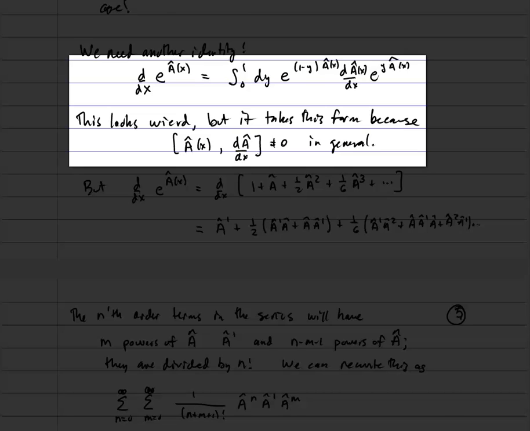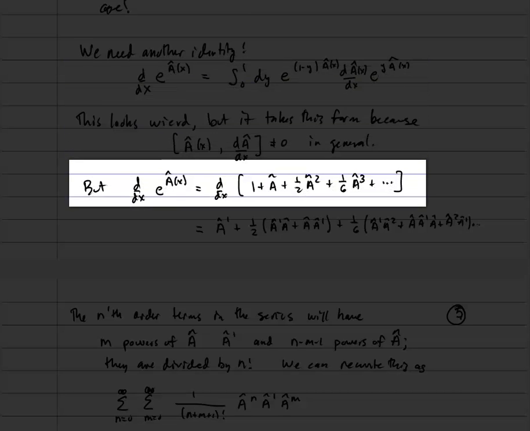Okay? Now, d by dx of e to the A of x is simply the derivative of the power series. So 1 plus A of x plus 1/2 A squared of x plus 1/6 A cubed of x and so forth.